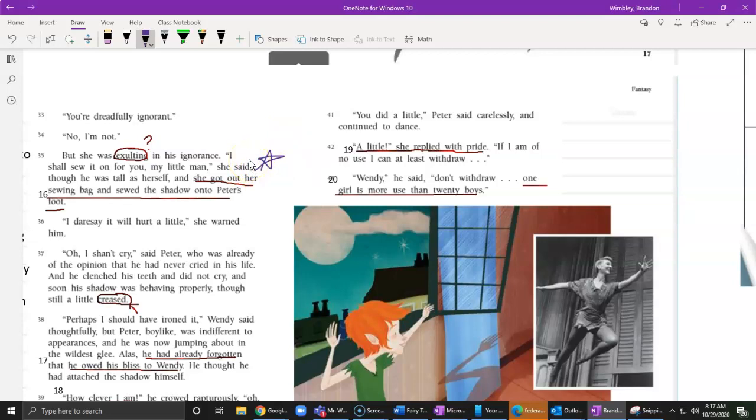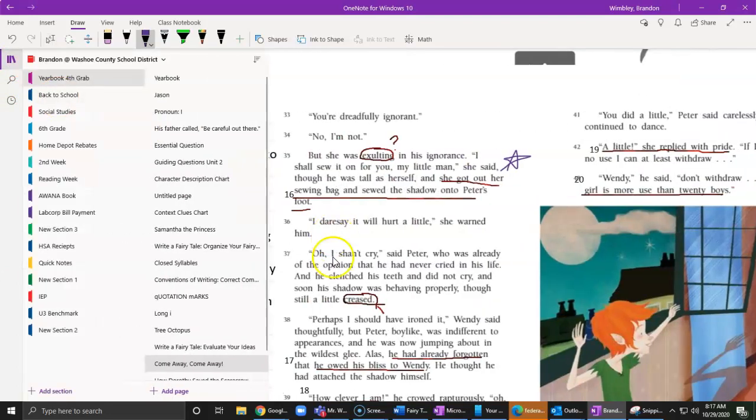And she got out her sewing bag and sewed the shadow onto Peter's foot. I dare say it will hurt a little, she warned. Oh, I shan't cry, said Peter, who was already of the opinion that he had never cried in his life. And he clenched his teeth and did not cry. And soon his shadow was behaving properly, though still a little creased.